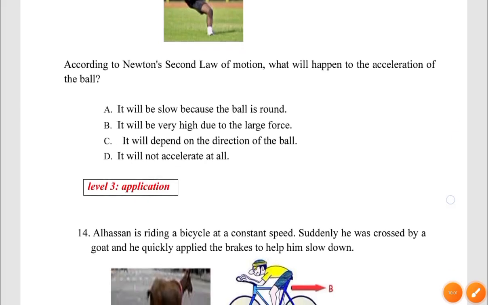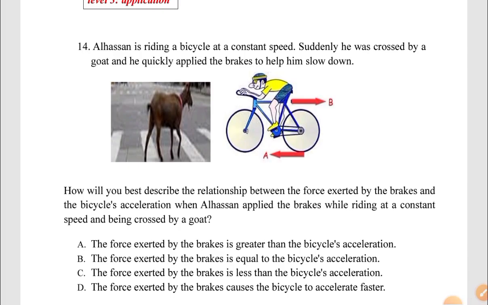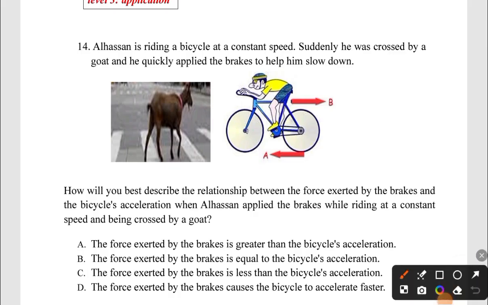Question 14. Alhassan is riding a bicycle at a constant speed. Suddenly, he was crossed by a goat and he quickly applied the brakes to help him slow down. How will you best describe the relationship between the force exerted by the brakes and the bicycle's acceleration when Alhassan applied the brakes while riding at a constant speed and being crossed by a goat?